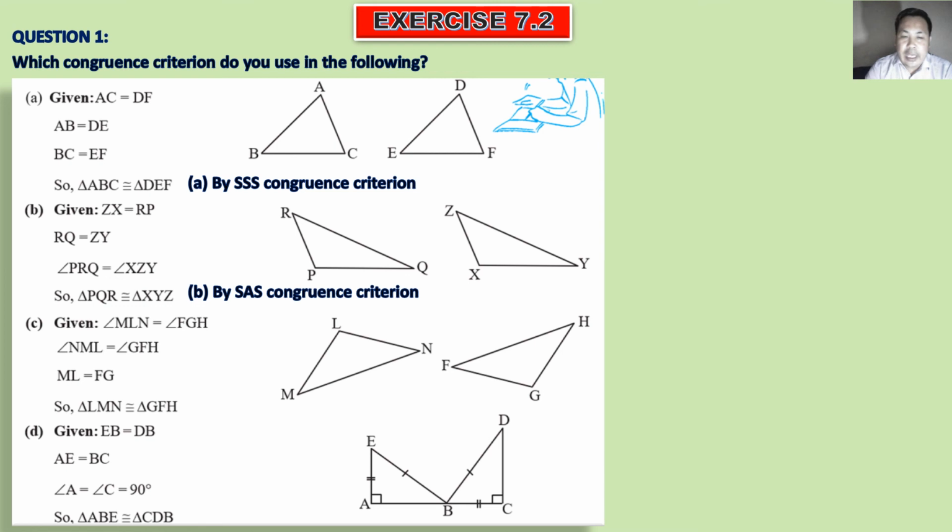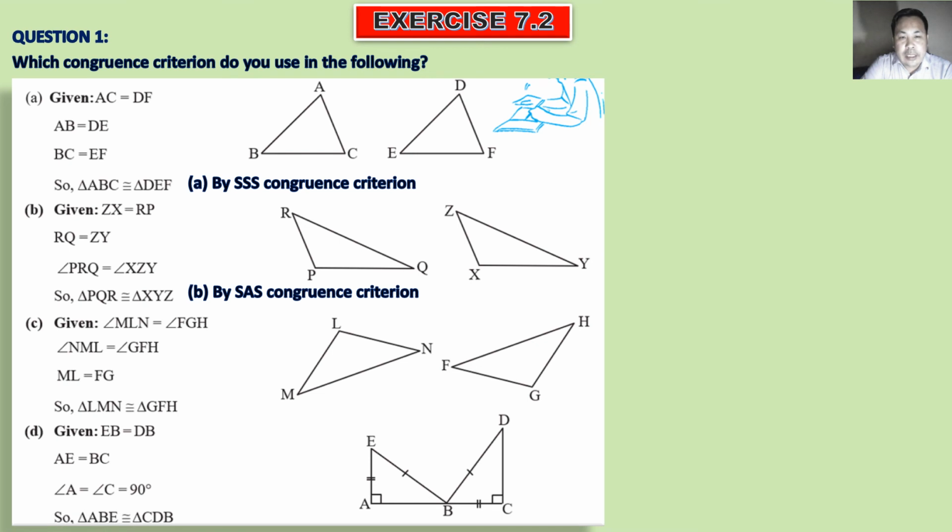Okay, in these two triangles it is given that angle L is equal to angle G, and angle M is equal to angle F. L and G are equal, and M and F are equal. That means two angles are equal.